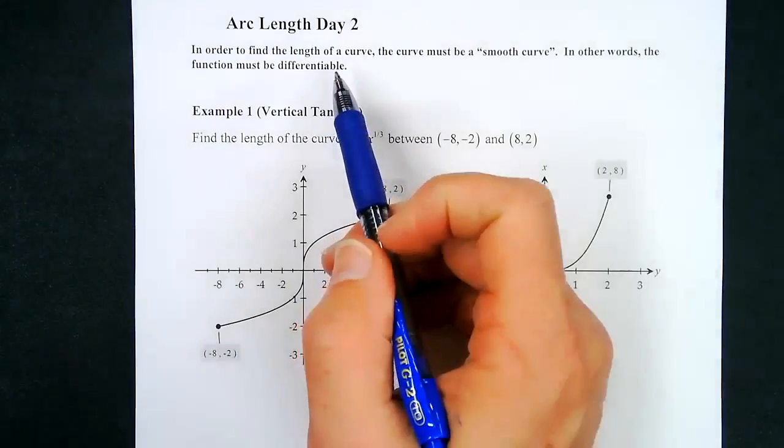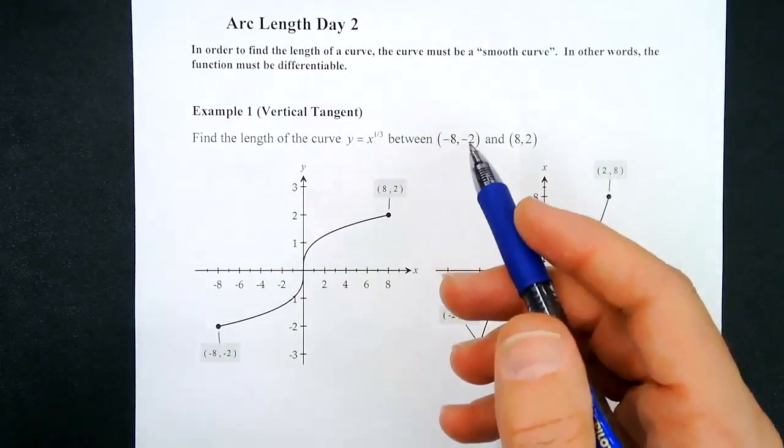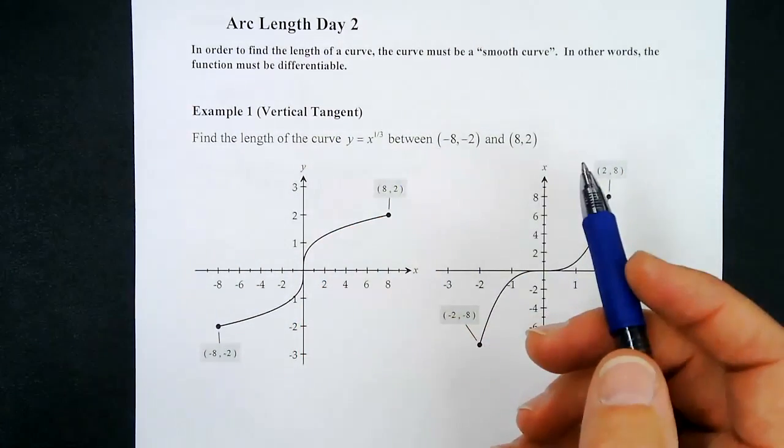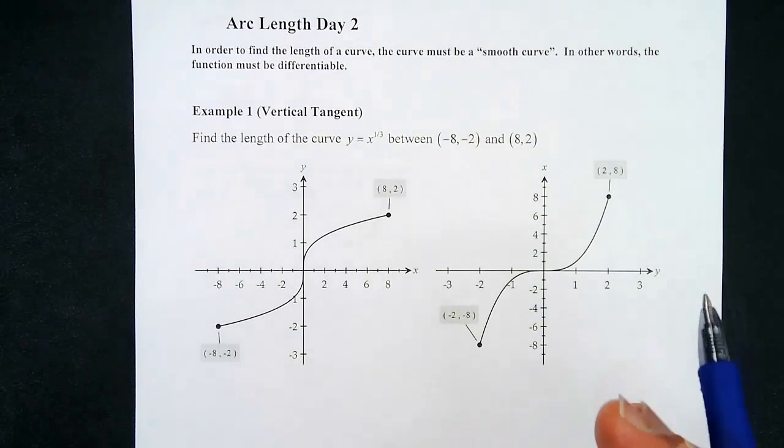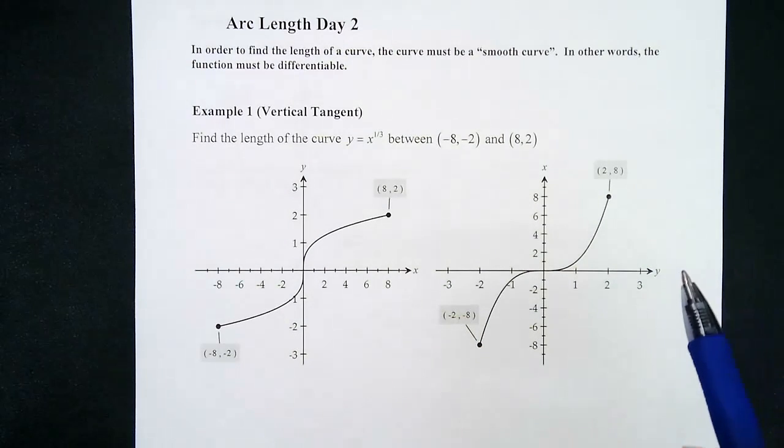So in order to find the length, and I boldface this because it's really important, in order to find the length of a curve, it must be a smooth curve. And what that means is the function must be differentiable. So we're going to come across problems where there's a point where the function is not differentiable. And then how do we handle that?